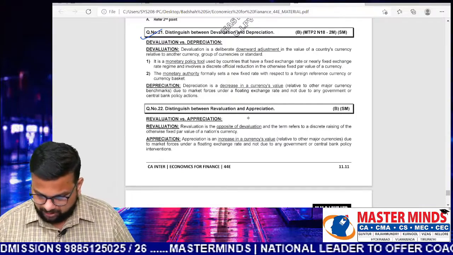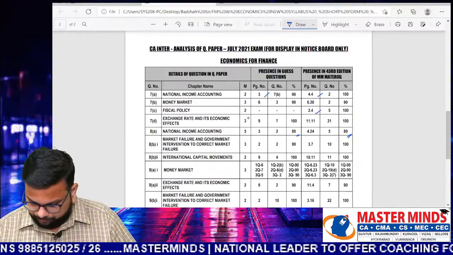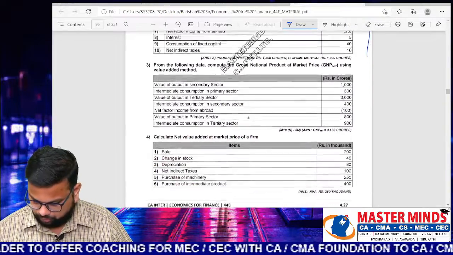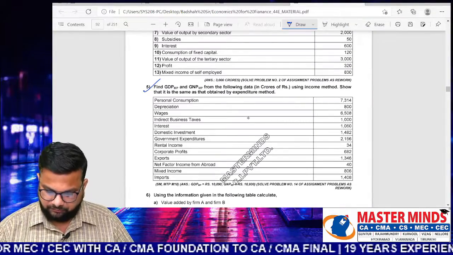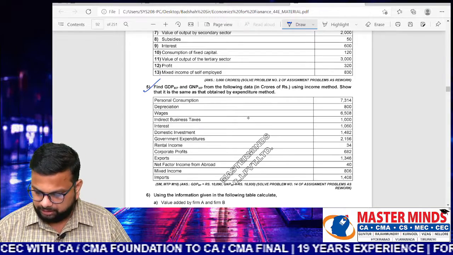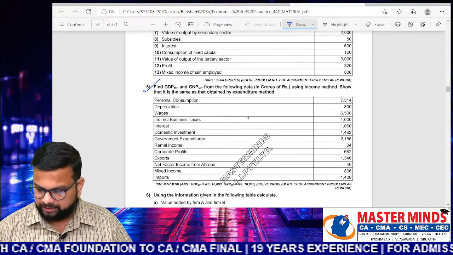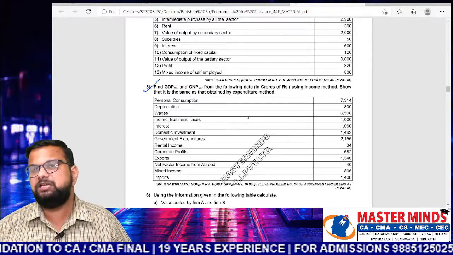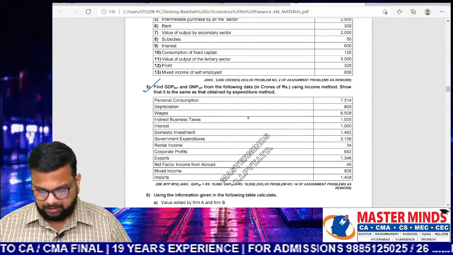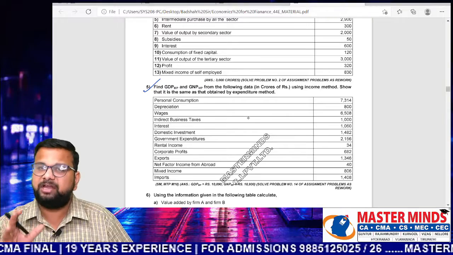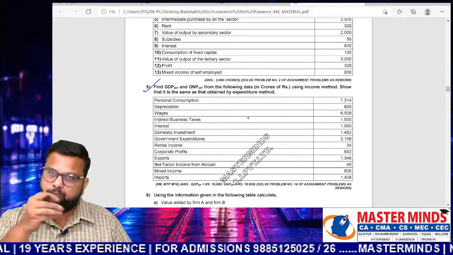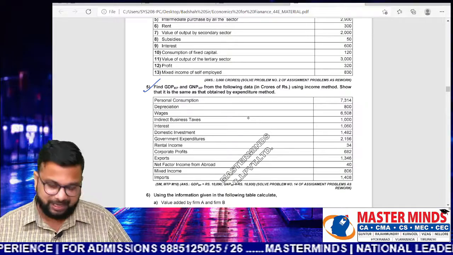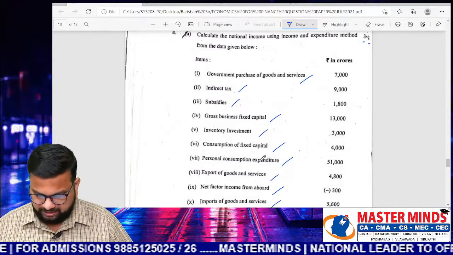Next, in the same way, in our material, page number 4.24, question number 5: Find GDP and GNP from the following data using income method. Show that the same is obtained in expenditure method. If you are able to calculate GNP, then you can easily calculate NNP at factor cost, right? So if you are aware of the formulas of both income method as well as expenditure method, then we can easily solve question number 8A, Nana. This is a very easy question.